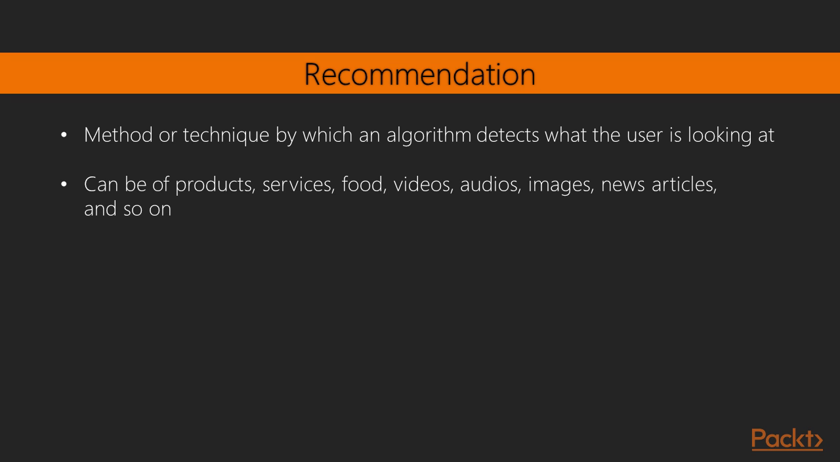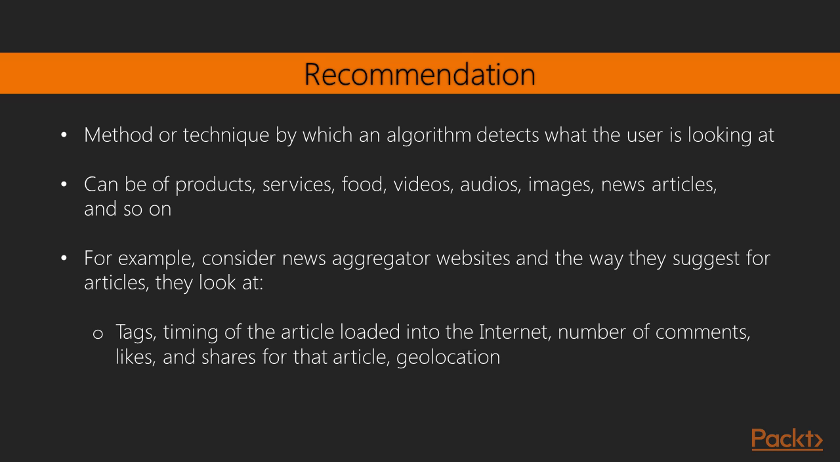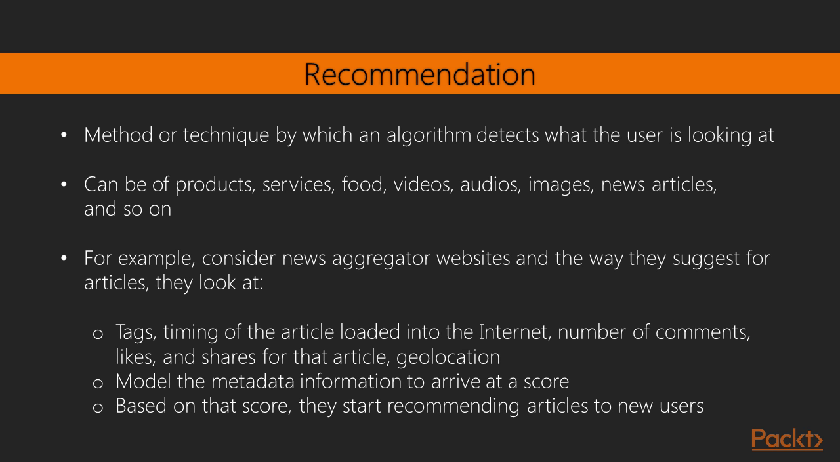What recommendation is can be made much clearer if we look around and note what we observe over the internet day in and day out. For example, consider news aggregator websites and how they recommend articles to users. Look at the tags, timing of the article loaded into the internet, number of comments, likes and shares for that article, and of course geolocation, among other details. And then model the metadata information to arrive at a score. Based on that score, they start recommending articles to new users.